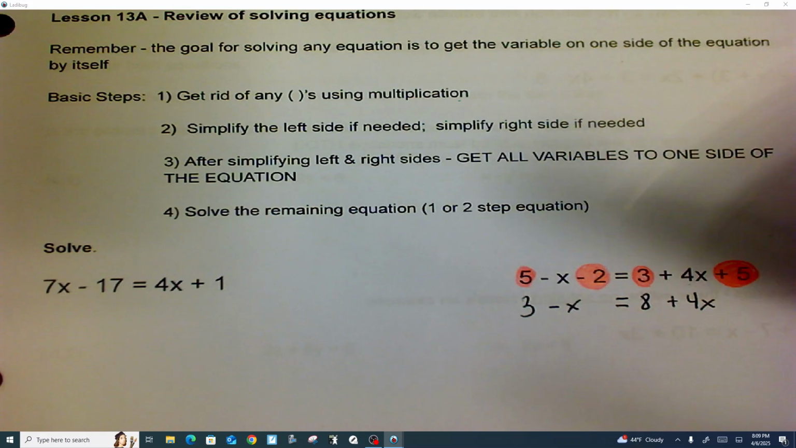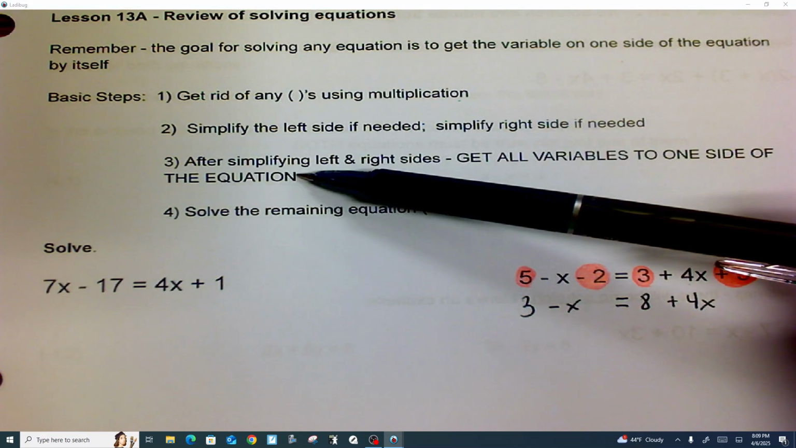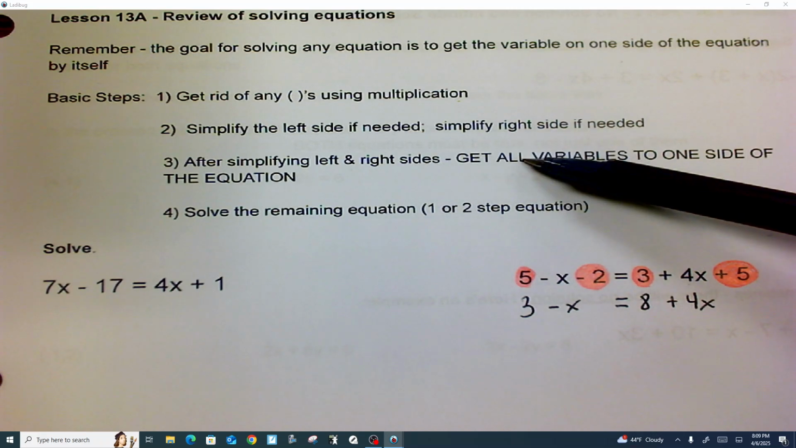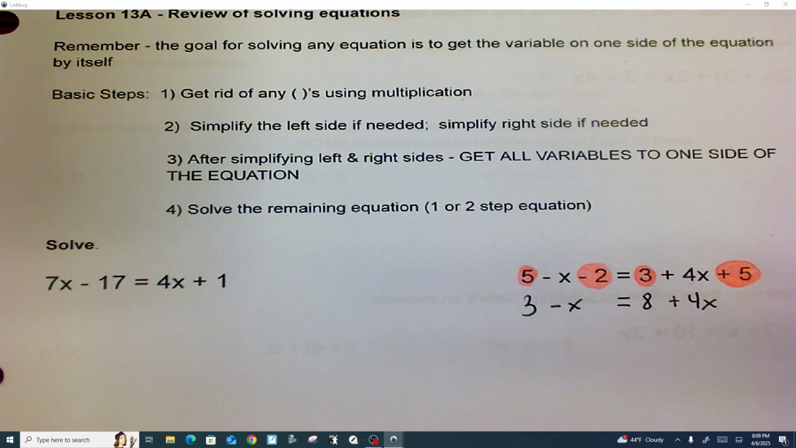Now, this was the new part to 8th grade math, is step 3: after you simplify the left and right sides, if you're able to, get all the variables to one side of the equation.